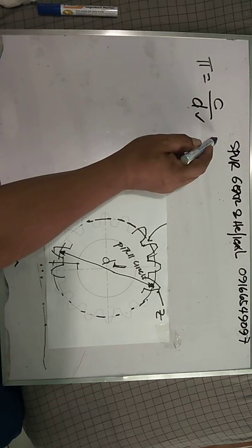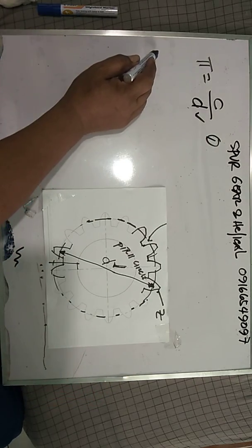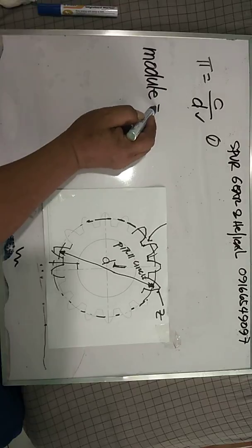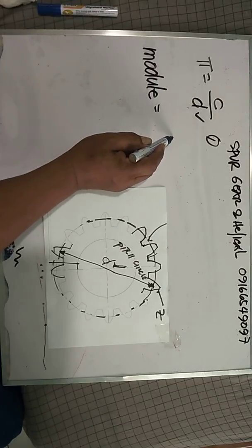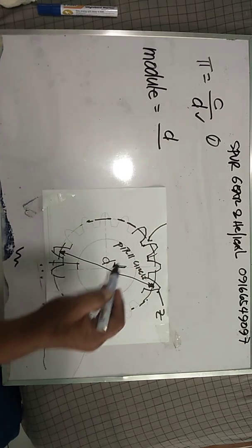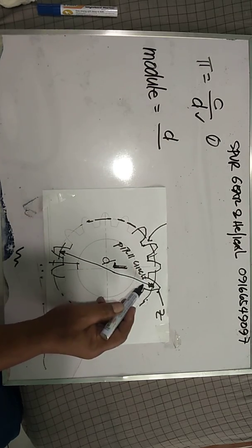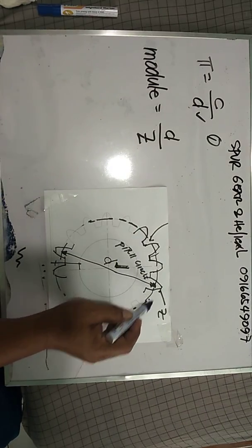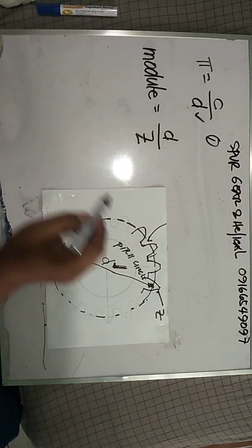And number two, the equation of spur gears is that the module is equal to the ratio of the diameter, spur gear diameter, over its number of teeth. This one, the number of teeth.